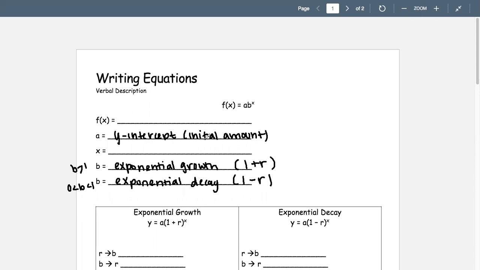Now, when we're talking about word problems, what does f of x represent? Y. Y usually represents the final amount of something. While x, not always, but usually in these problems represents time. For most of these problems, x usually represents time.